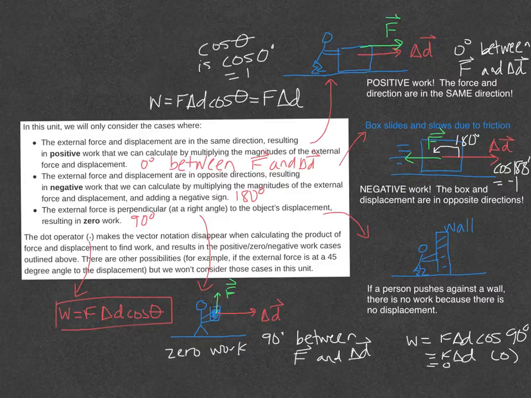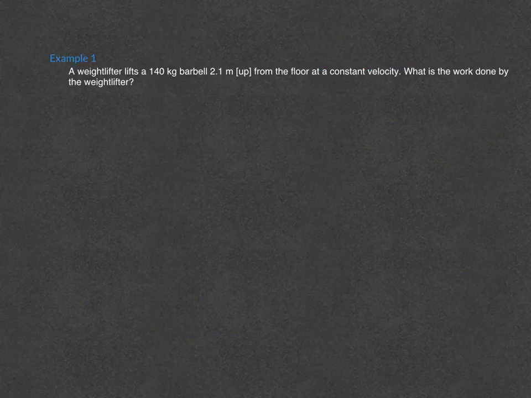Let's look at some examples. In our first example, we have a weightlifter that's lifting a 140 kilogram barbell, and they're going to lift it 2.1 meters up from the floor at a constant velocity. So what we need to do is find the work of that weightlifter. To find work, we want to use the formula W is equal to F delta D times cos theta, and before we start, we're going to see if the force is in the same direction as the displacement. So the displacement is up. They're lifting it up.